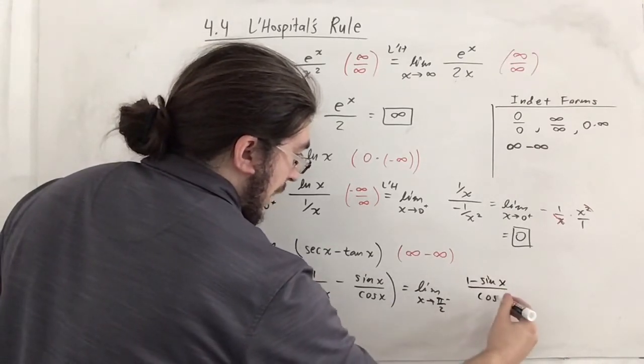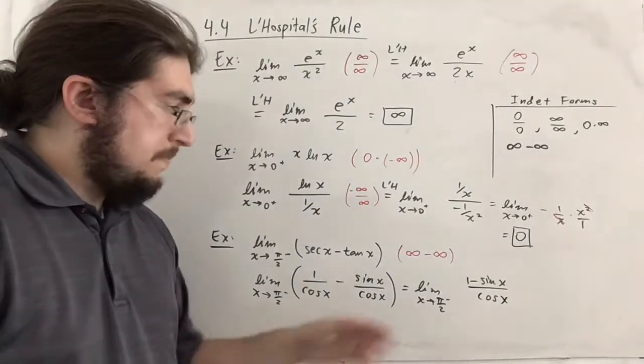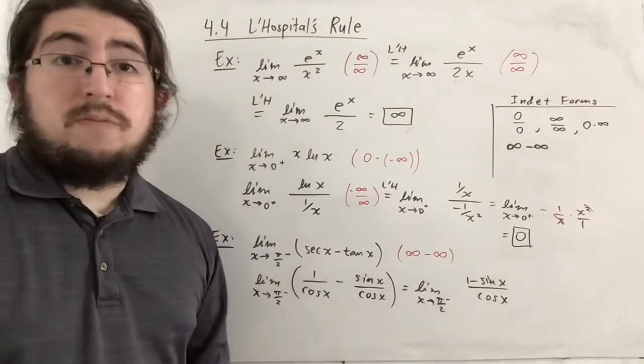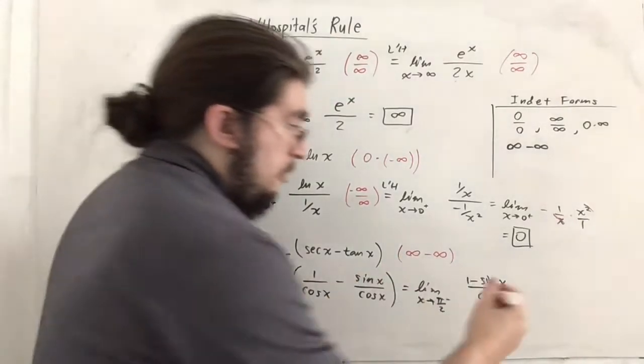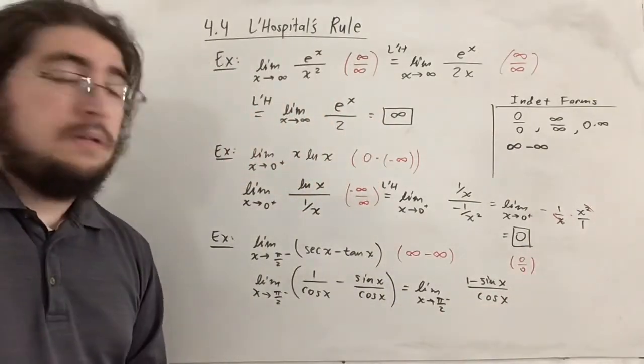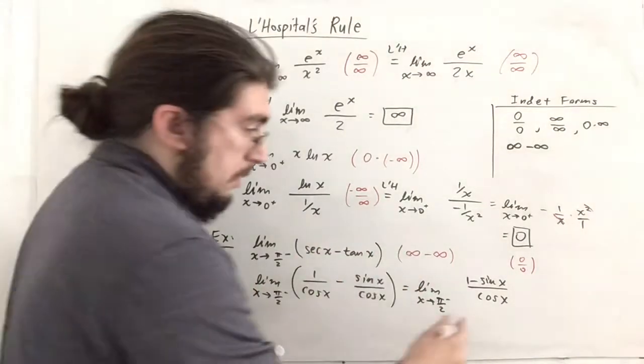Just like that. Now, when you plug in pi over 2, you get 1 minus 1 over 0, so that's 0 over 0 form, and a 0 over 0 indeterminate form, well, L'Hopital's rule is applicable. So now we can use L'Hopital's rule in this form for this particular limit here.